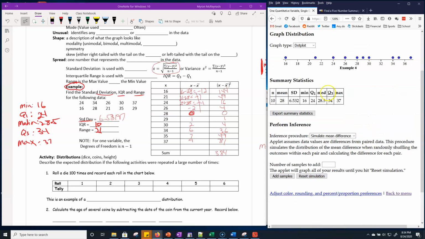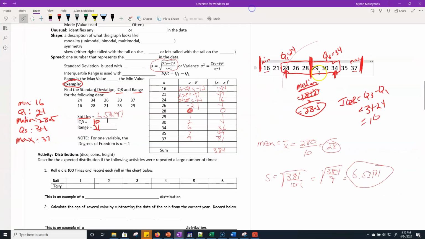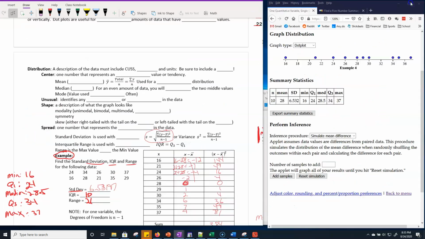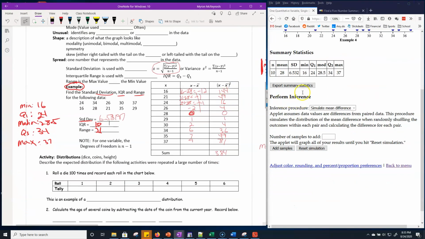And watch what I get here. N is 10. N is how many numbers there were. You can count them. Two rows of 5 right there. There's 10. The mean was 28. Was that what we got? Yes, it was. See, mean is 28. That matched. Let's make sure all of them match. The standard deviation is 6.532, 6.53197. They just rounded it off to 6.532. That is correct. The minimum was 16. The Q1 was 24. Correct. The median was 28.5. See, that was correct. The third quartile is 34, and the maximum is 37.